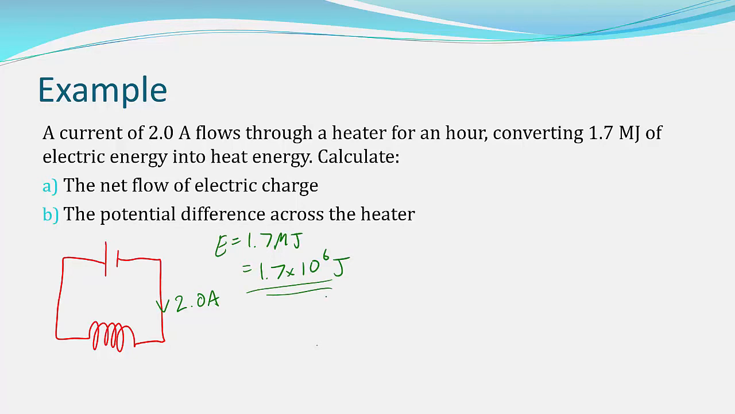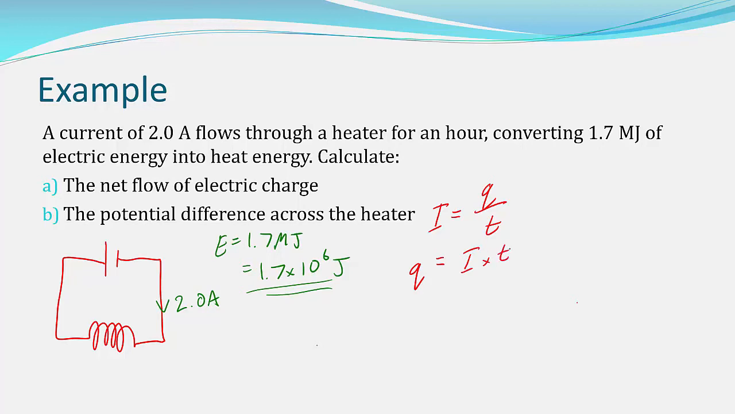So the first question is, what is the flow of electric charge? In other words, how much charge has been moved? And then from that, you should be able to tell me what the potential difference across the heater is. So the first part of the question is the net flow of electric charge. If you remember from your previous presentation, the current is equal to the amount of charge moving divided by time. If I rearrange that to get charge by itself, it's equal to the current that's flowing through it times the time.